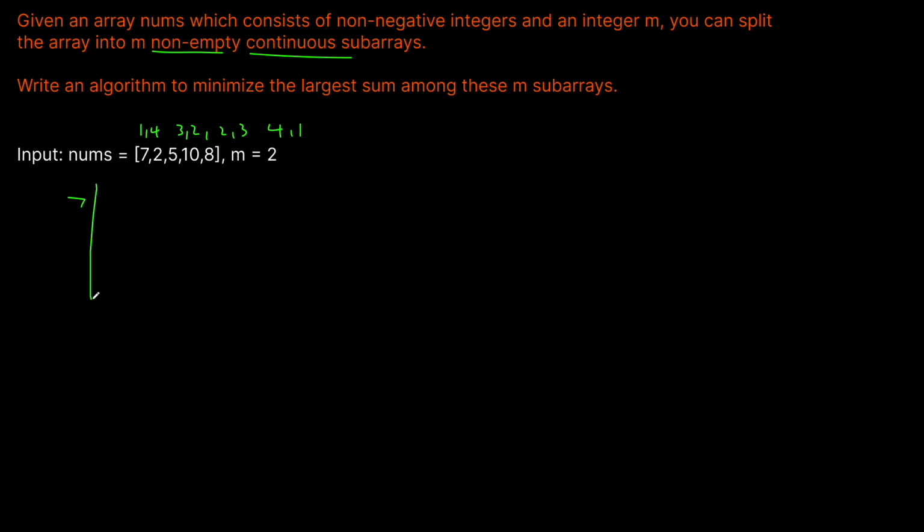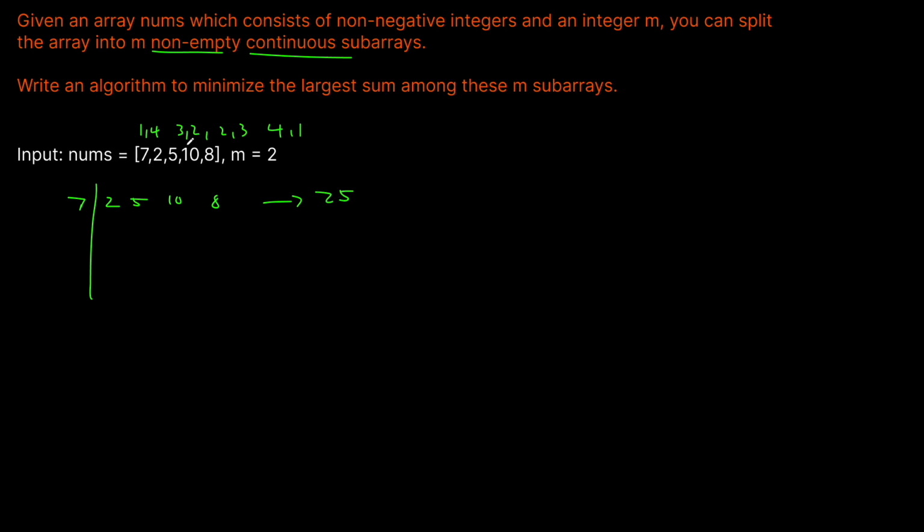So we could split it. So one subarray has 7. The other one would have 2, 5, 10, and 8. And the sum here is 7 plus 10, 17 plus 8. So remember, we're looking to minimize the largest sum among these subarrays. So the largest sum among these two subarrays would be 25.